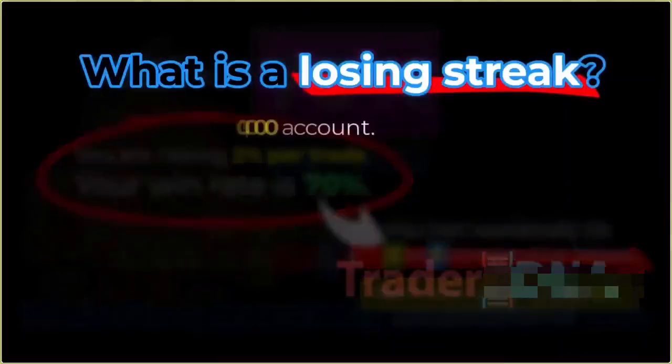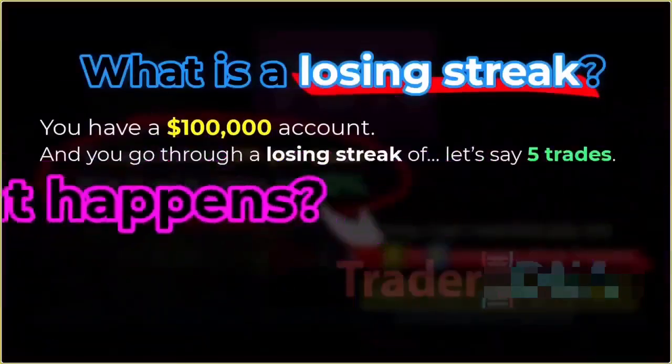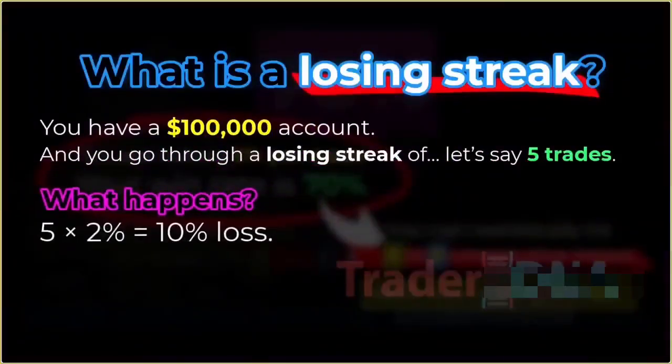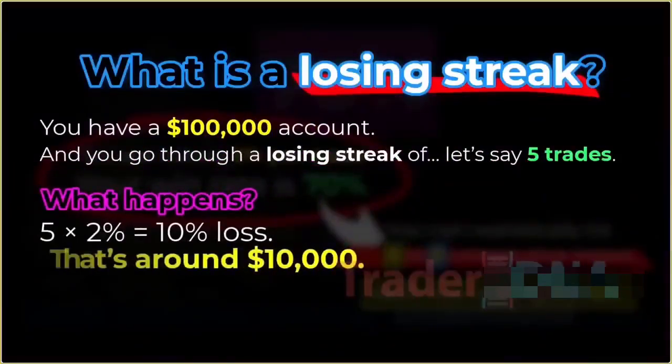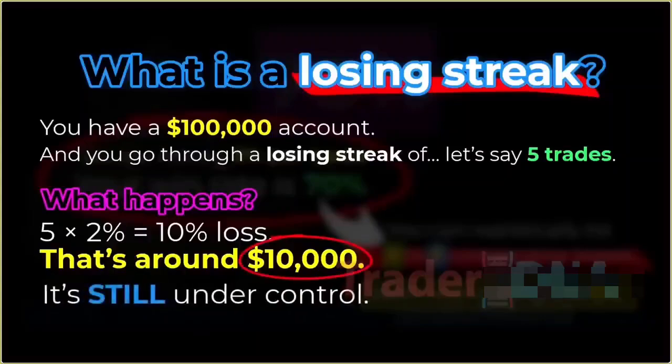Now visualize this. You have a $100,000 account and you go through a losing streak of, let's say, 5 trades. What happens? 5 times 2% equals 10% loss. That's around $10,000. Now look at that. It's still under control. Your account is still alive. You're still in the game.